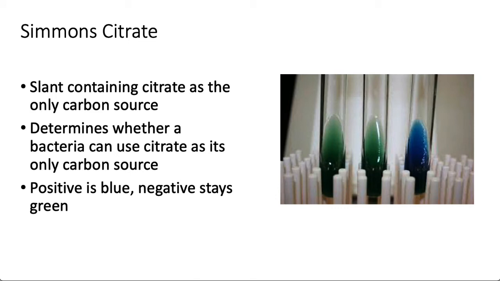Simmons Citrate is a slant, and it has this very nice green color, and what it measures is the capacity of the bacterium to use citrate as its only carbon source. And again, if it can use the citrate, then the positive reaction is blue.